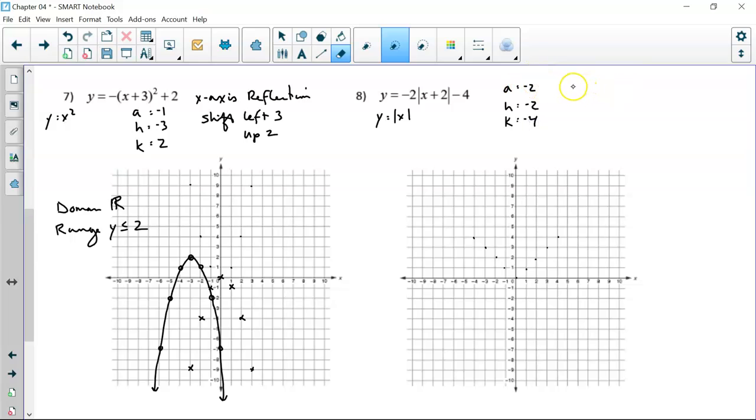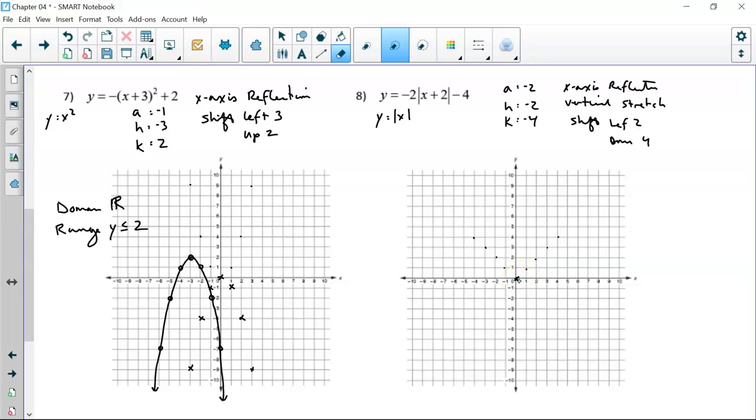When a is negative 2, that's an x-axis reflection because it's negative. Also, it has a vertical stretch. We can do that both in one step. Then we're going to shift left 2 and down 4. I'm going to take care of my reflection and stretch first. I'm going to multiply the outputs by negative 2.